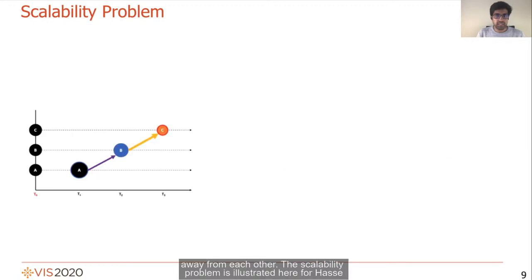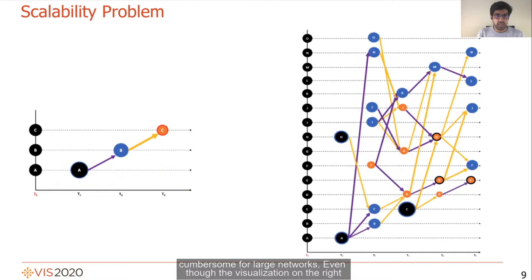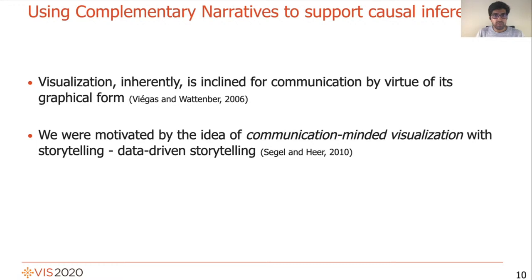The scalability problem is illustrated here for Hasse diagrams. Although it works great for small linear visualizations, they become cumbersome for large networks. Even though the visualization on the right contains only 15 nodes, they require the user to backtrace every effect and can also introduce an overwhelming number of crossings in a large-scale causal system.